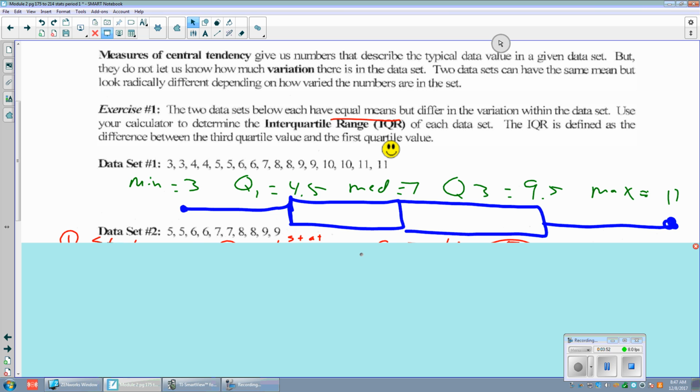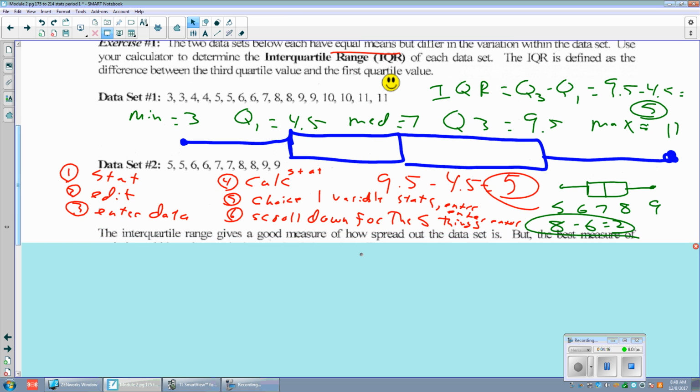What is the interquartile range? The interquartile range, the IQR, is Q3 minus Q1, which is 9.5 minus 4.5, which is 5. So we have an interquartile range of 5 right there.